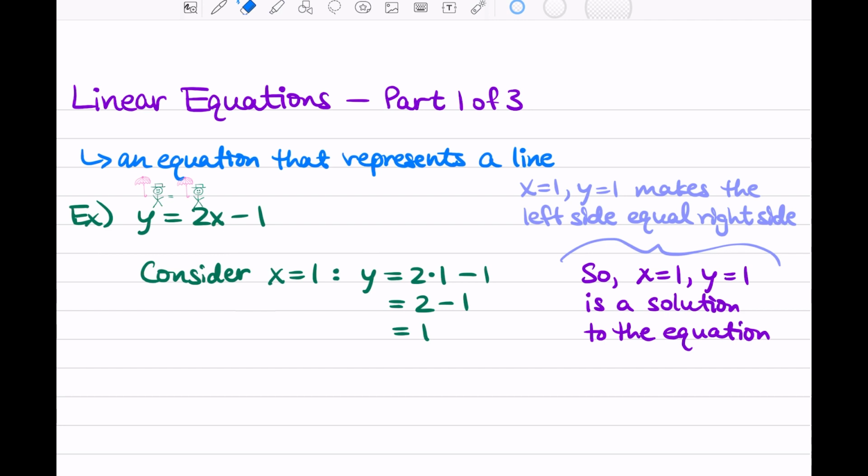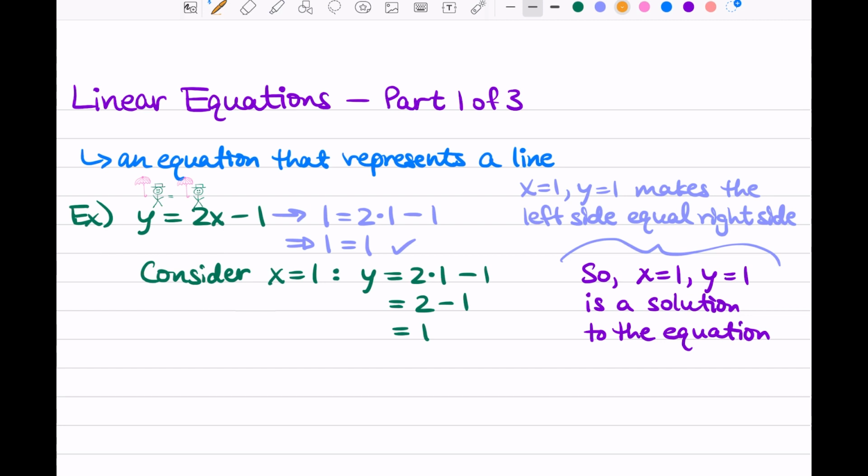So let's go ahead and do that, just as an example. We have x equals 1, y equals 1, and let's just plug that in here. So replacing x and y, we'd have 1 for y equals 2 times 1 minus 1. And what does that lead to? That leads to 1 on the left, and then 2 times 1 minus 1, which is just 1. It's considered a solution because it maintains that equality for our equation.